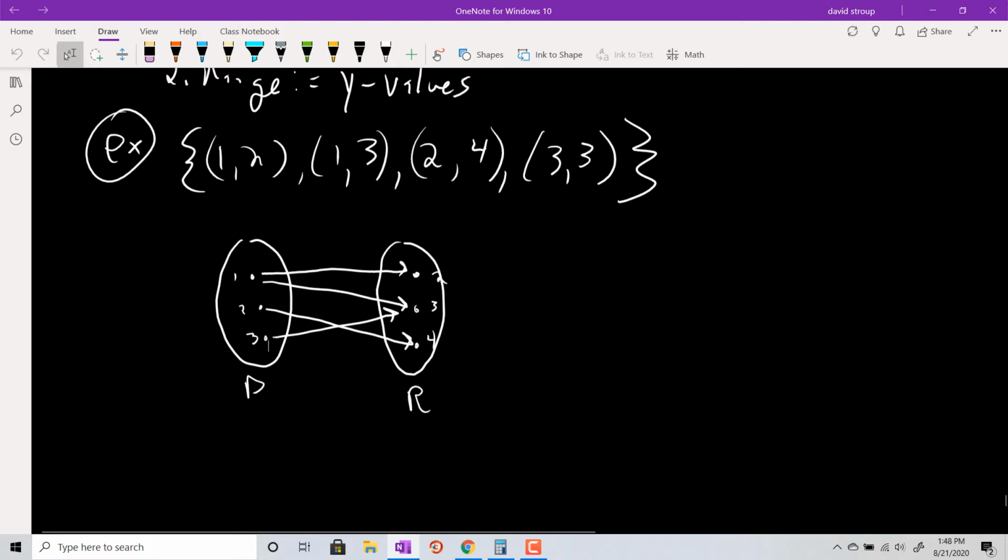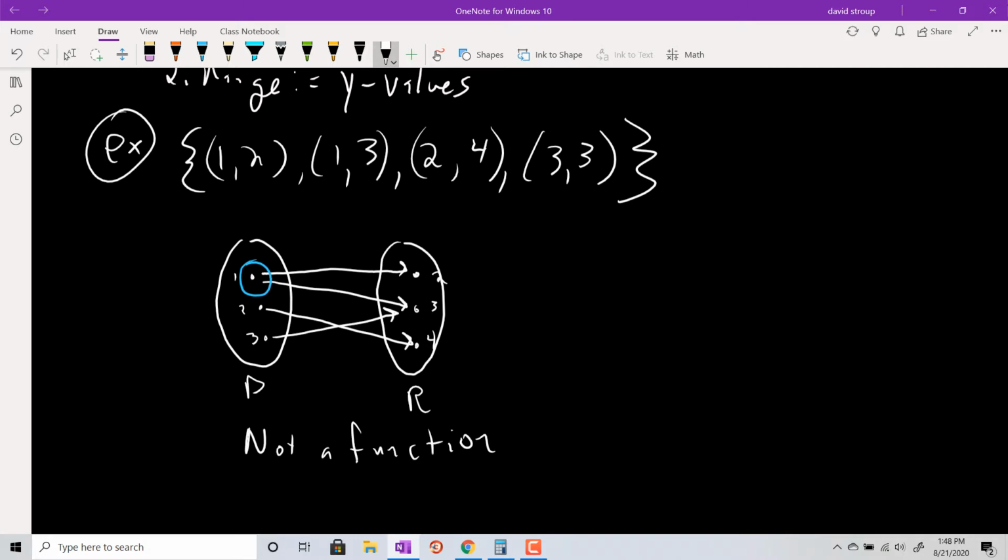And a function is where every item in the domain goes to one and only one item in the range. Okay? So in particular, the relation I just drew is not a function because that element 1 in the domain goes to 2 different elements in the range. So because of that, this is not a function.